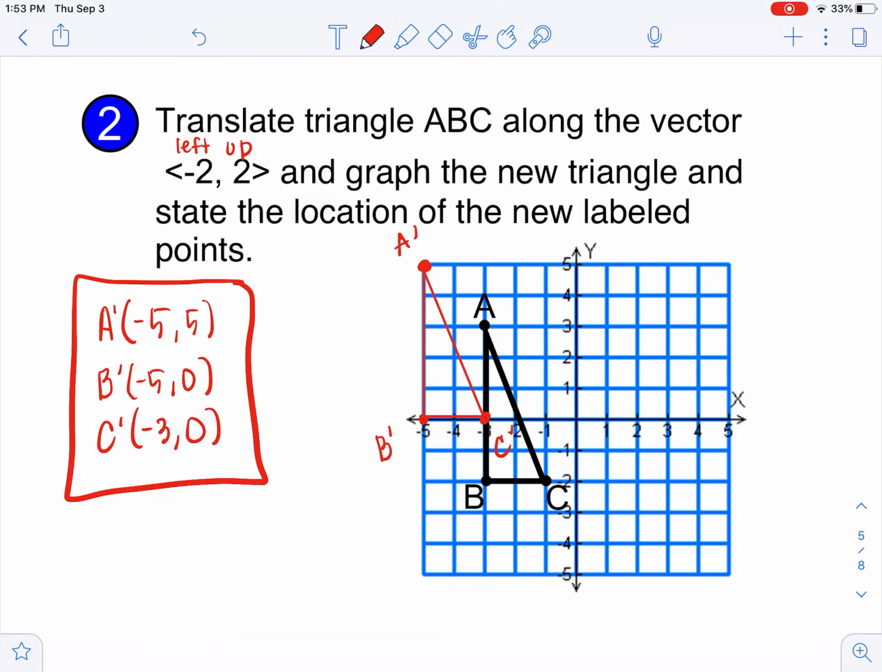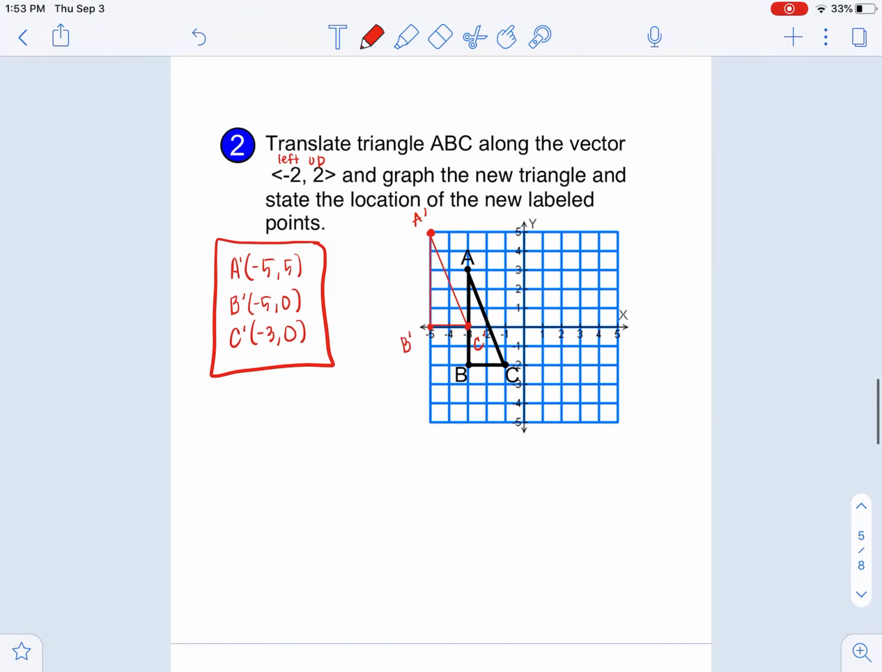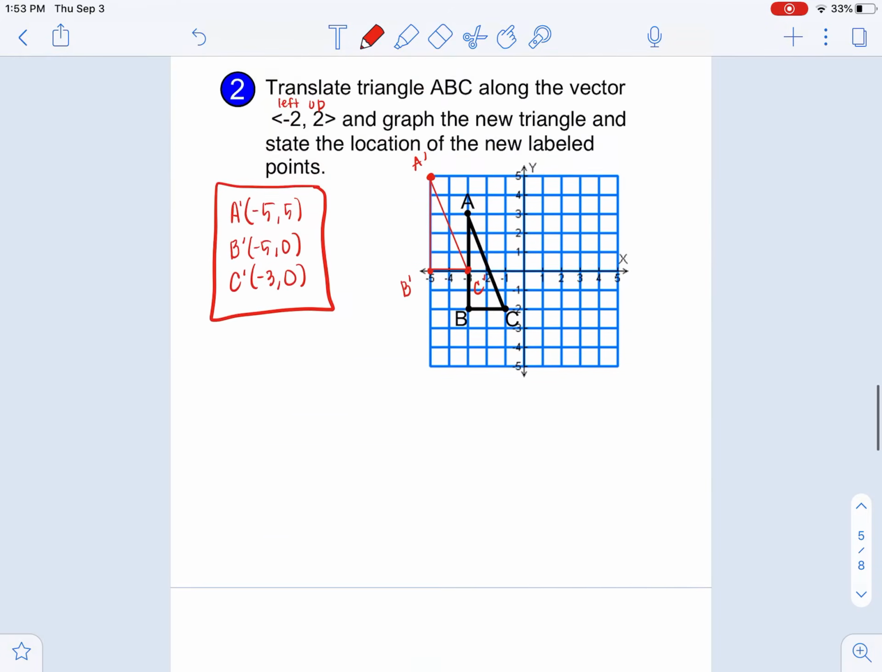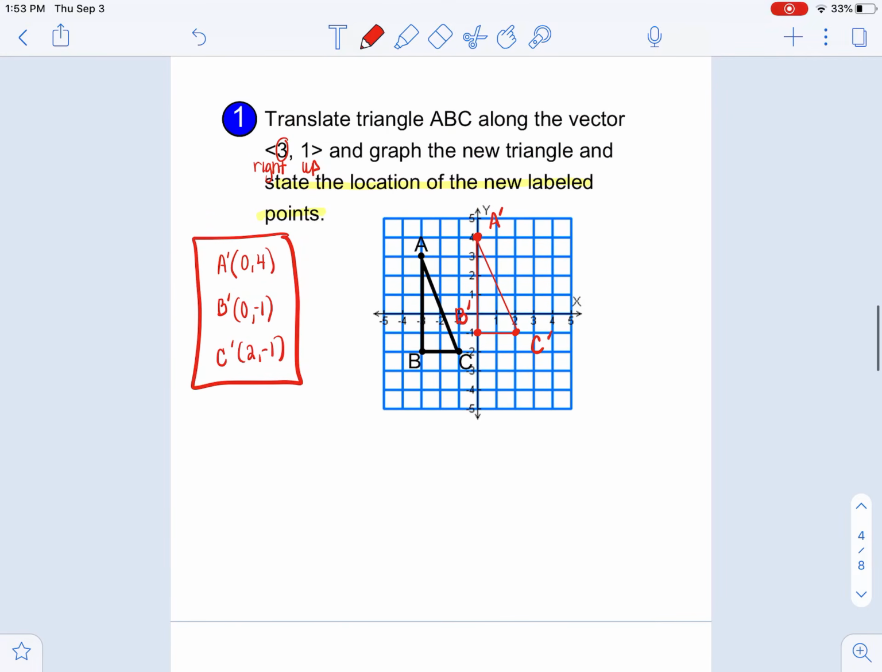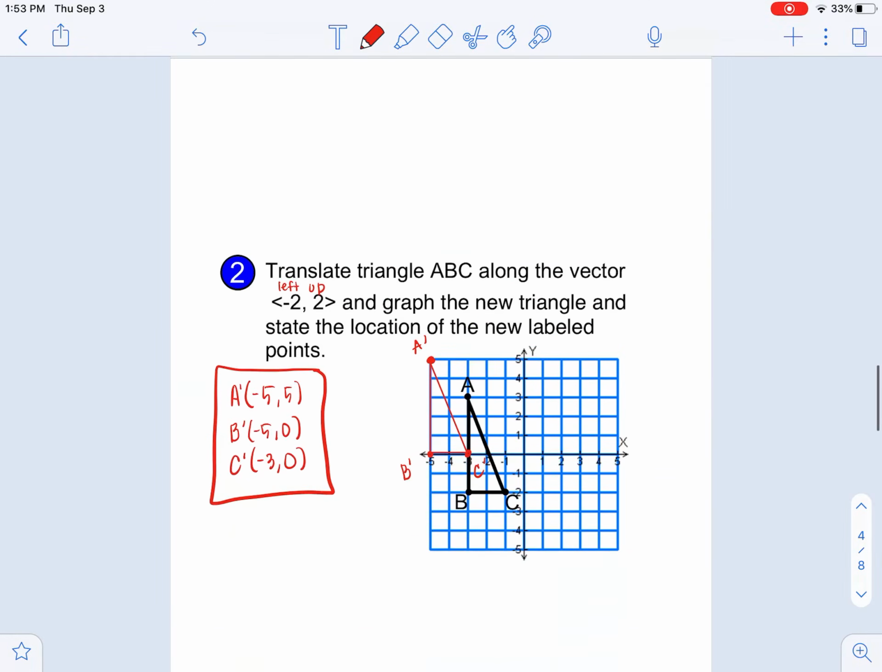Okay, so that is so far what we've learned about translations. One thing that I can tell you also about translations is what we call each of these. So this right here is called the pre-image. That's what it looks like before you move it. This right here is called the image. The image is where it's moved to, just for future reference.